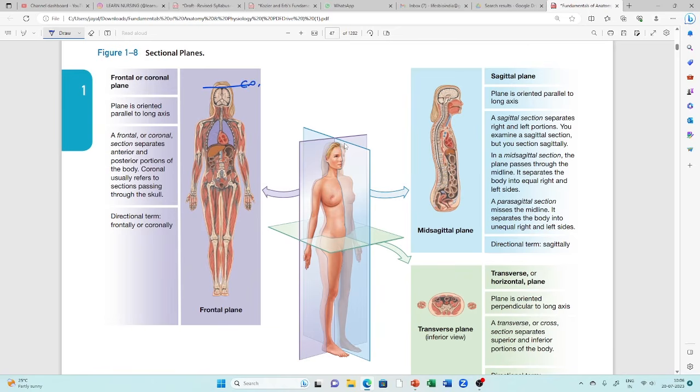This is the coronal plane, dividing into equal parts. Frontal or coronal plane divides like this. This is the frontal or coronal plane, this is the sagittal plane. This is the transverse plane. Understood?